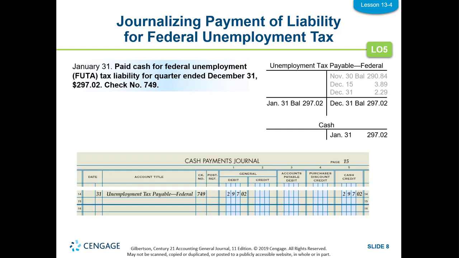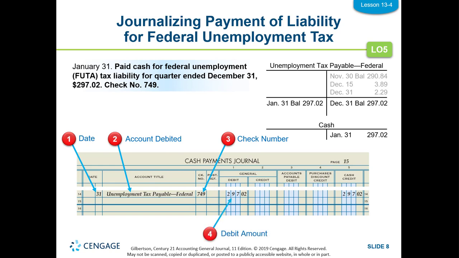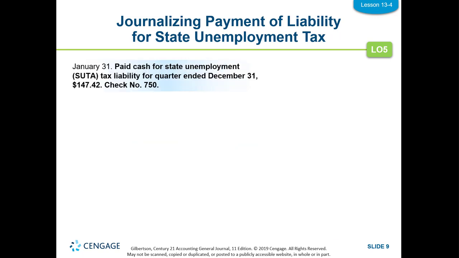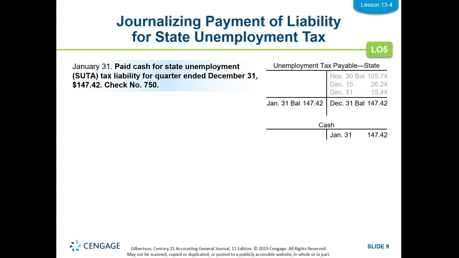So to journalize this, we're going to put in our date in the date column, the title of the account, Unemployment Tax Payable Federal. We're going to write in our check number of 749. We're going to put in our debit amount of $297.02, and then we'll write in our cash, $297.02. Next, we'll take a look at paying our state unemployment tax. Our T account is going to show unemployment tax payable state for 2 December pay periods. The balance of the liability account is reduced to 0 by this transaction.